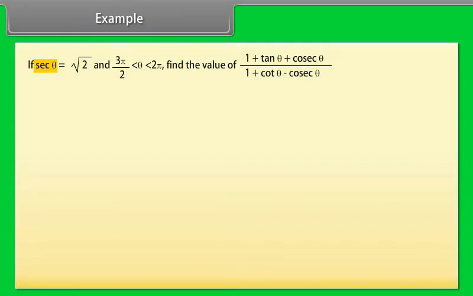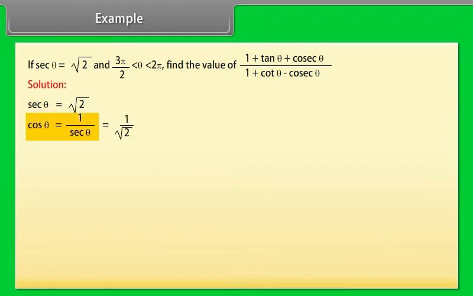Example. If sec of theta is equal to root 2 and 3 pi by 2 is less than theta, which is less than 2 pi, find the value of (1 plus tan of theta plus cosec of theta) by (1 plus cot of theta minus cosec of theta). Solution. Sec of theta is equal to root 2.